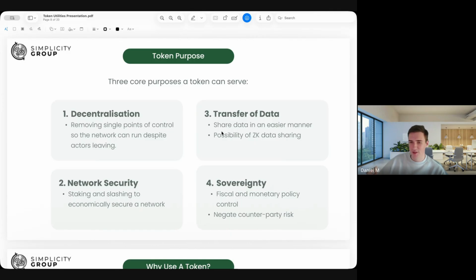And then the final one is sovereignty. This allows you to basically control your monetary policy. One question that I ask everyone when they want a token is, why not just use stablecoins? Why do you actually need your own token? And sovereignty is a very valid answer. It actually allows you, again, to control that monetary policy, and you negate any counterparty risk.